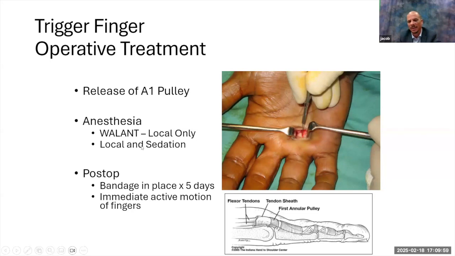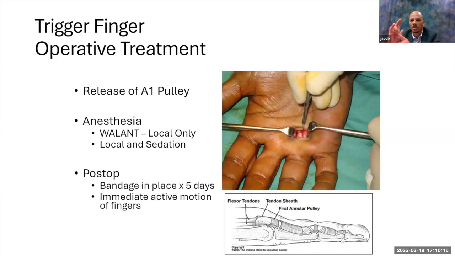This is one where I would say the vast majority of them I do under just a local. I really prefer to do this just as a local of numbing your hand up. We make this small incision within the palm. We release that ligament, and then I'll actually have you open and close your fingers on the table to make sure that there's no more of that sticking.